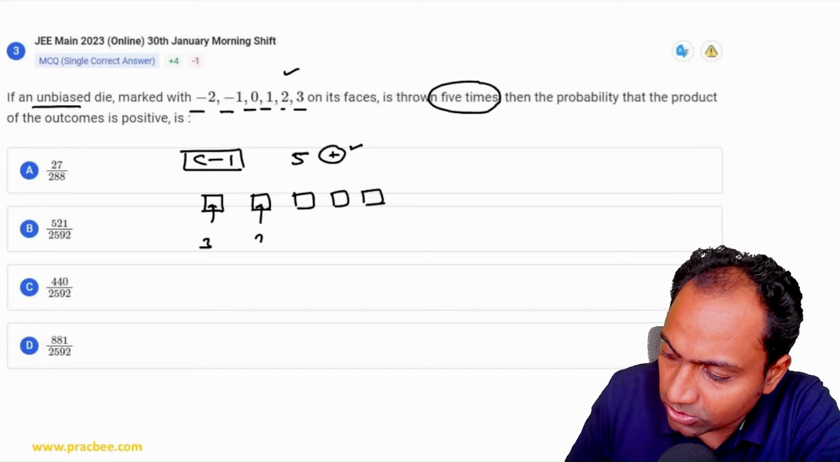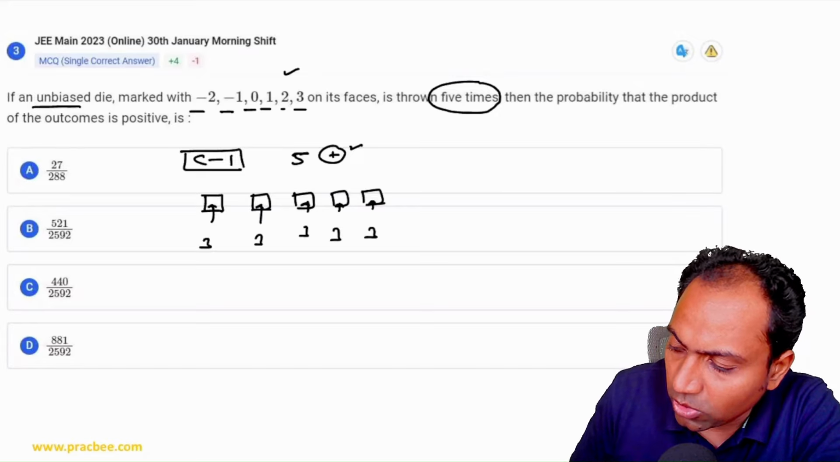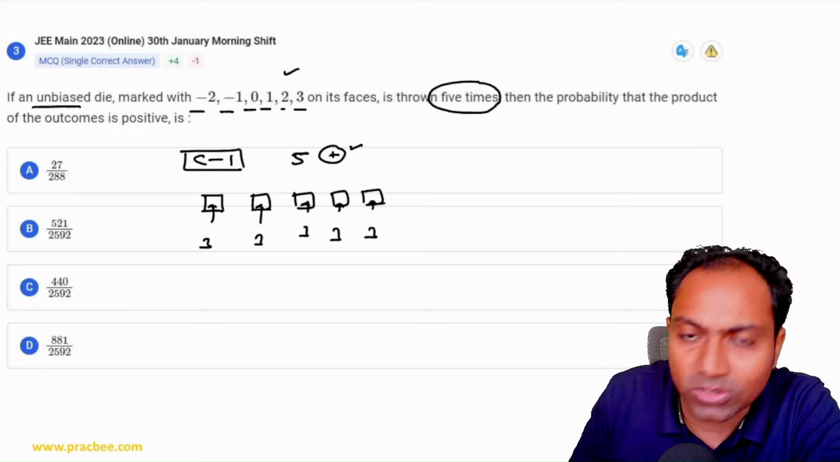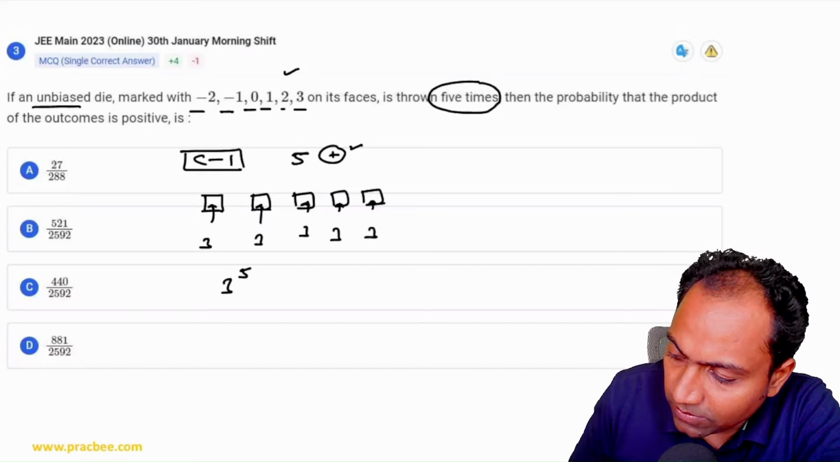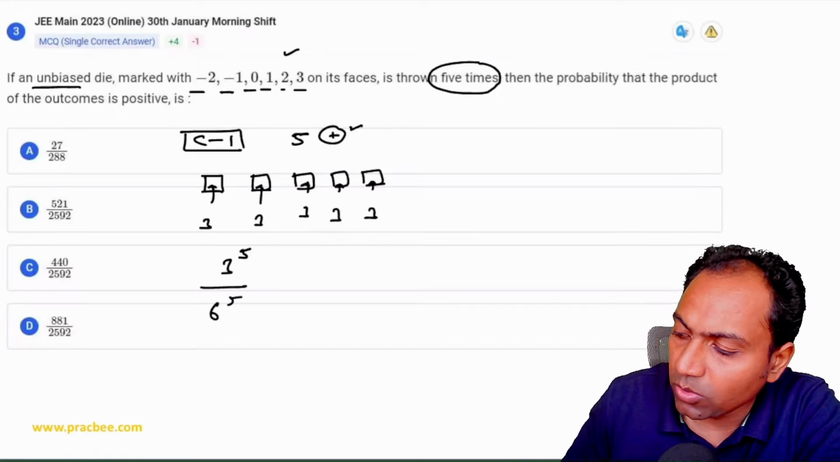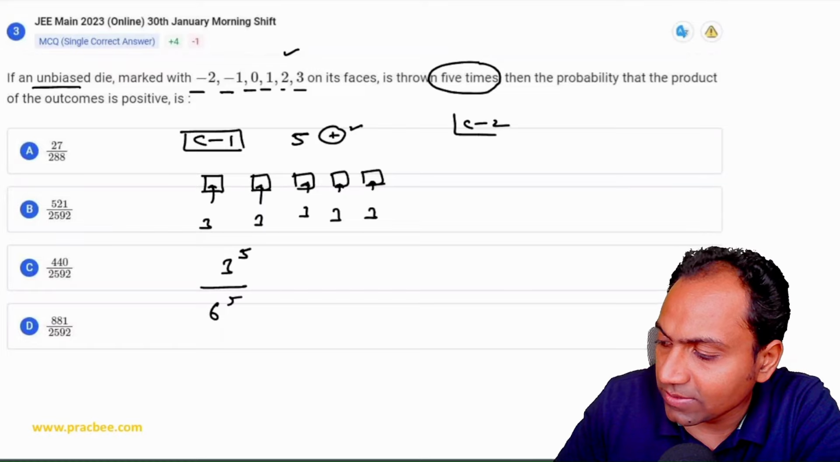The next can also be filled in 3, again 3, then again 3, then again 3. If I talk about the total number of cases, every box can be filled in 6 ways. So favorable cases are 3 raised to the power 5, and total cases are 6 raised to the power 5.